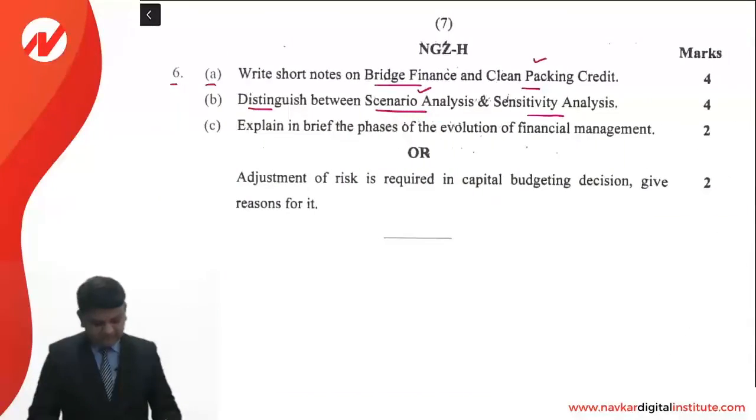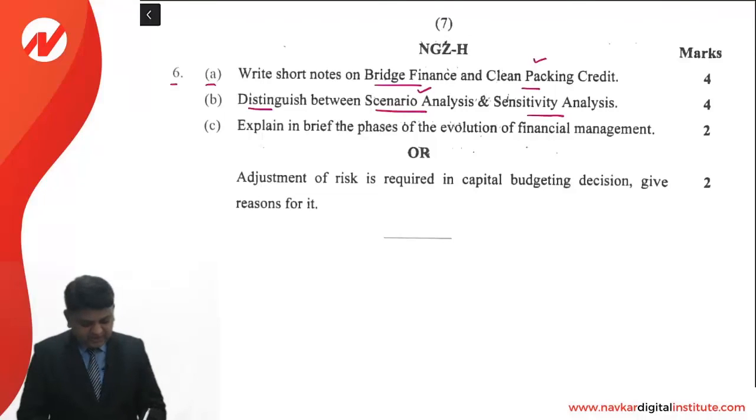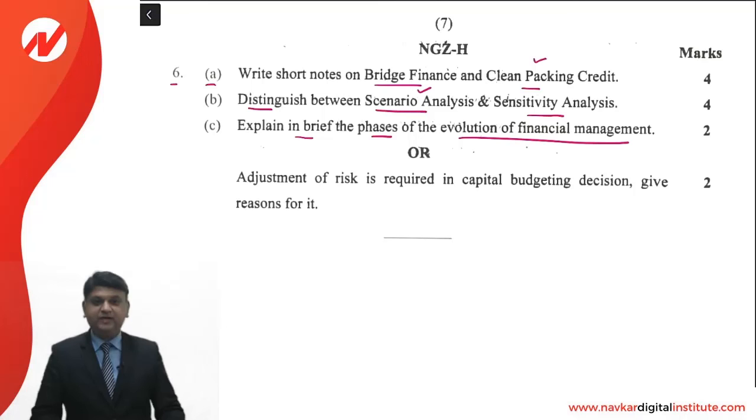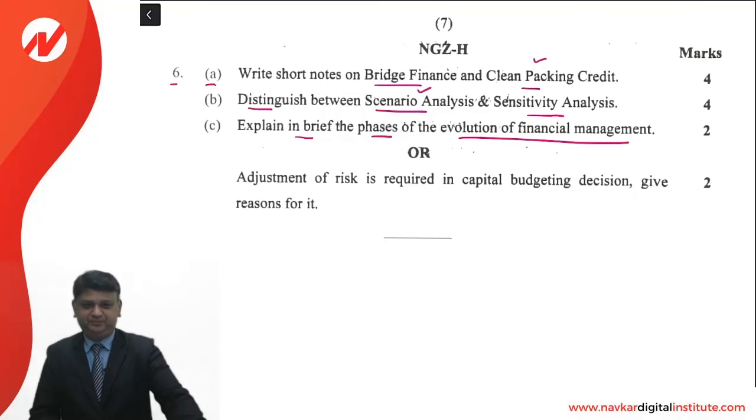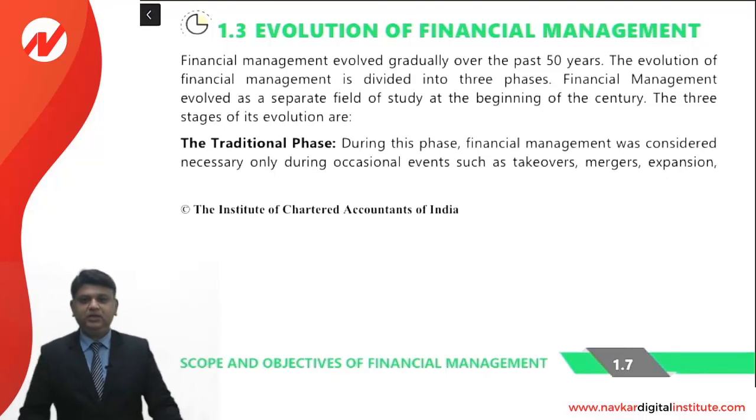Next theory question. Explain in brief the phases of the evolution of financial management. So, the answer to the question from chapter number 1. Financial management evolved gradually over the last 50 years. The evolution of financial management is divided into 3 phases.